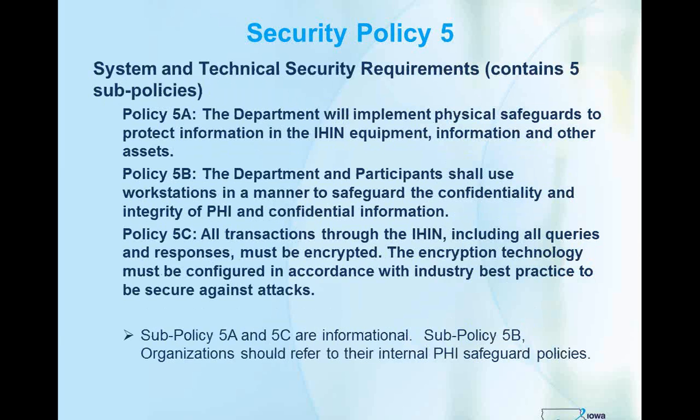Security Policy 5, System and Technical Security Requirements, contains 5 sub-policies. Sub-policies 5A and C are informational. Sub-policies 5B, D, and E require your organization to review your current procedures to ensure they meet the requirements for security. 5A specifies that IDPH will protect information in the IHIN equipment and other assets. 5B specifies that IDPH and organizations will use workstations that will safeguard the confidentiality and integrity of PHI. 5C specifies that all transactions through the IHIN must be encrypted, and the encryption technology must be configured in accordance with industry best practices.